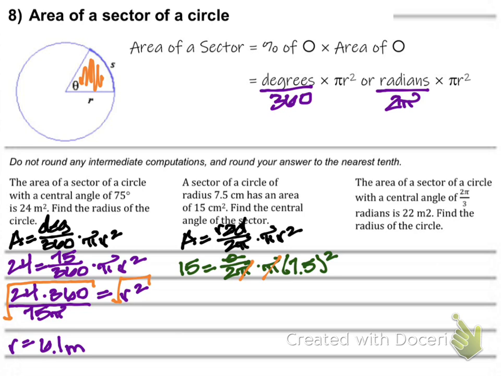So I'm solving this for theta. So I've got to rearrange, right? I've got to multiply by the 2 that's in the denominator and then divide by the 7.5 squared. And I get 0.5 radians.